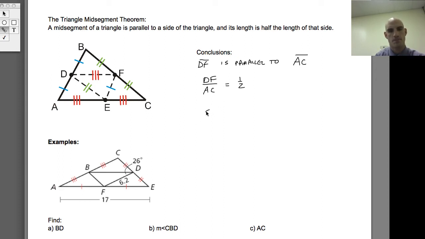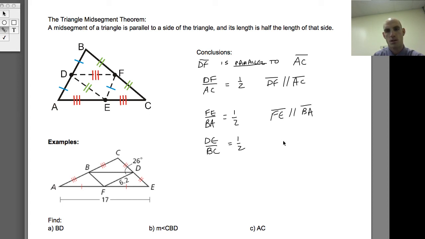Let's do another triangle. FE over BA is equal to 1/2. So the midsegment is half as long as the side it is opposite of. DE over BC is also equal to 1/2. How does this translate into problems? Well, we know these parallel lines, so I can say that DF is parallel to AC, FE is parallel to BA, and DE is parallel to BC.